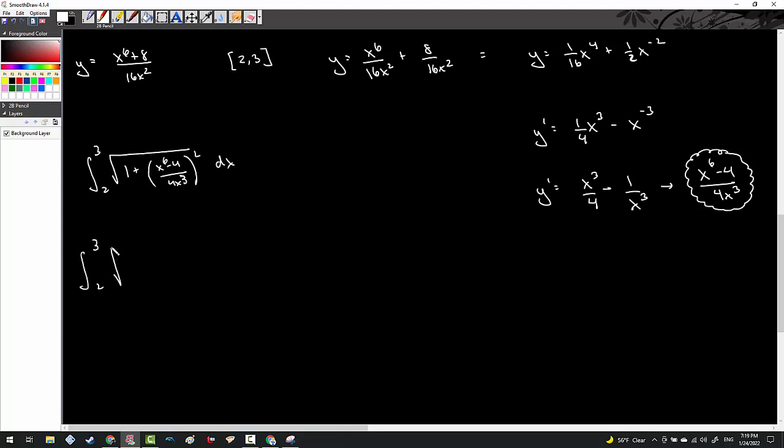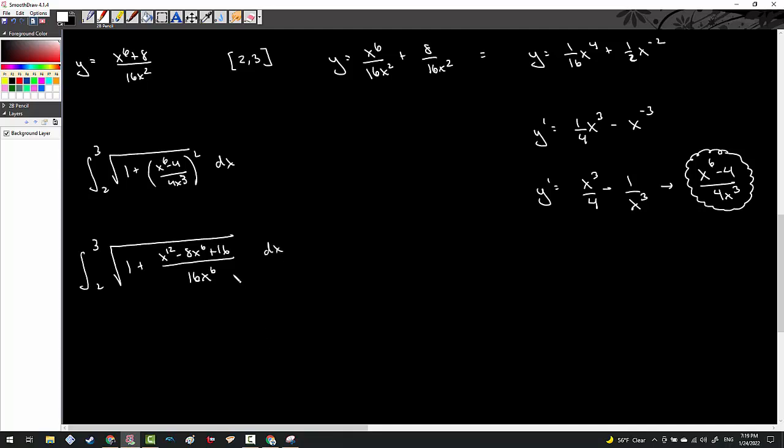It's going to be the big hunkin' square root of 1 plus the top being squared is going to become x to the 12th minus 8x to the 6th plus 16 all over 16x to the 6th dx.